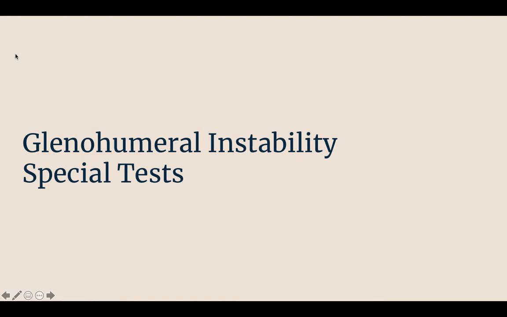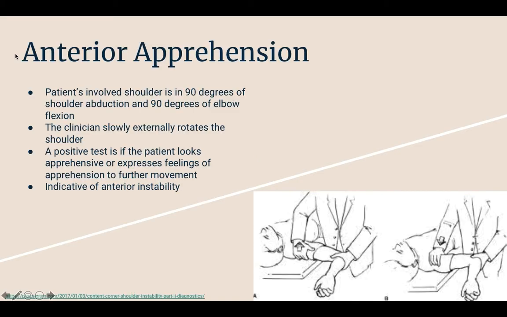Like I said before, most of the special tests in this presentation are for glenohumeral instability, and they are as follows. So the first one is anterior apprehension. The patient's involved shoulder is at 90 degrees of shoulder abduction and 90 degrees of elbow flexion. The clinician slowly externally rotates the shoulder, and a positive finding in the test would be if the patient looks apprehensive or expresses feelings of apprehension of further movement, and it is indicative of an anterior instability.